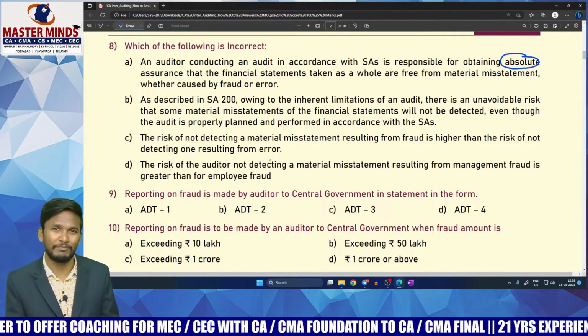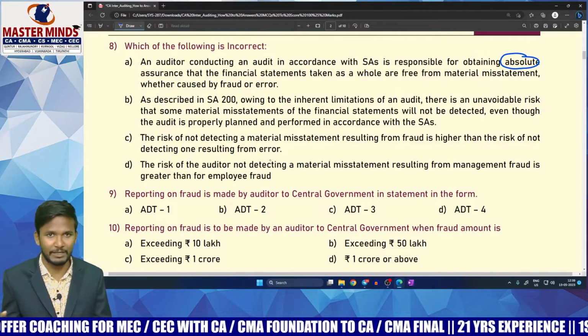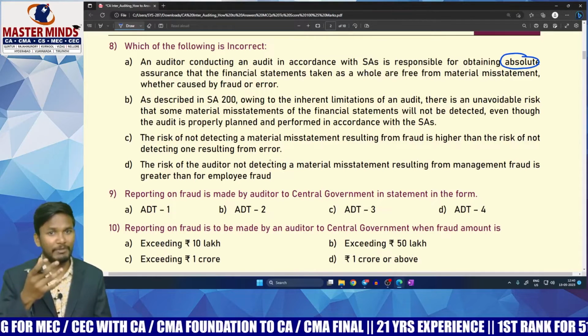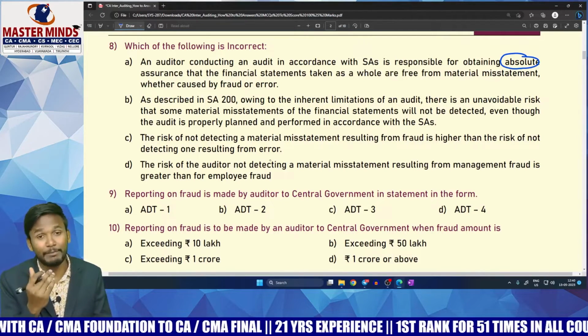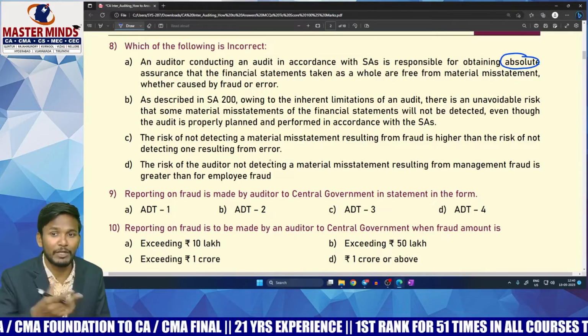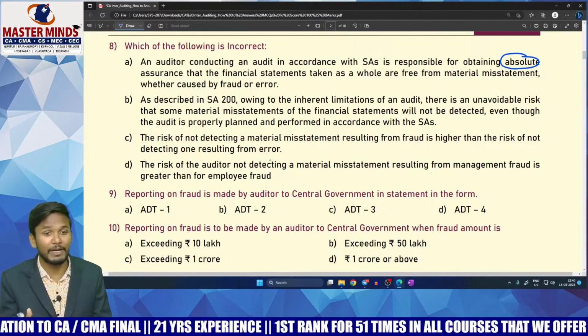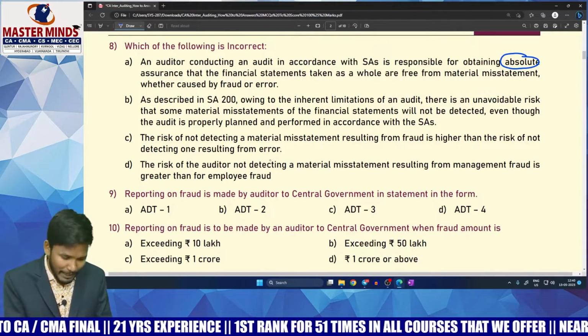Next. Risk of auditor not detecting a material misstatement resulting from management fraud is greater than for employee fraud. Obviously, an employee is a lower level person. He will not have control over all the organization. But management people will have control over the entire organization. Fraud done by management will have more magnitude compared to employee fraud. And the possibility of detecting employee fraud will be easier compared to management fraud. Option D also correct only.